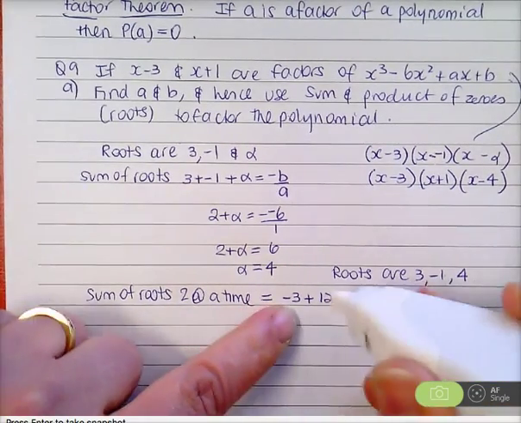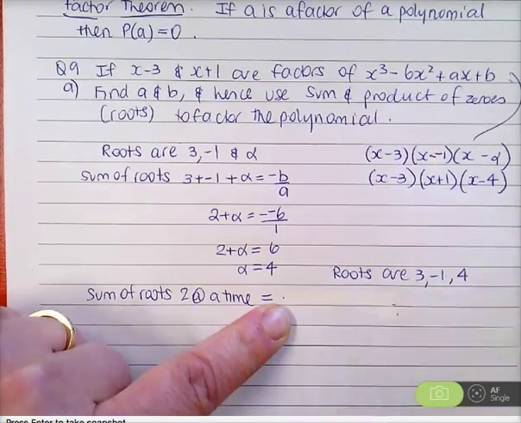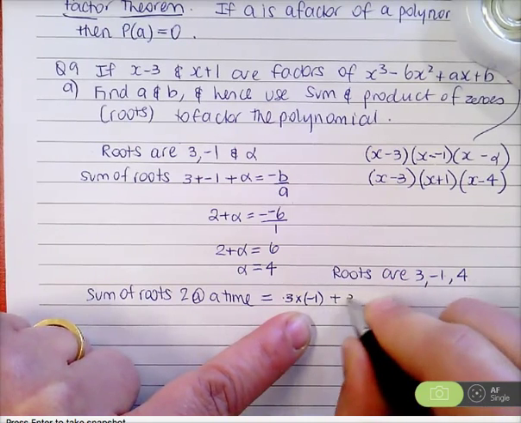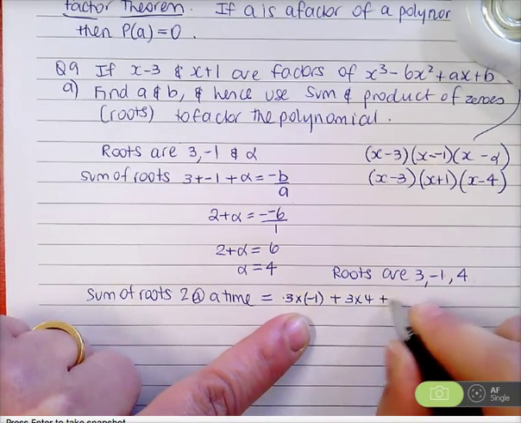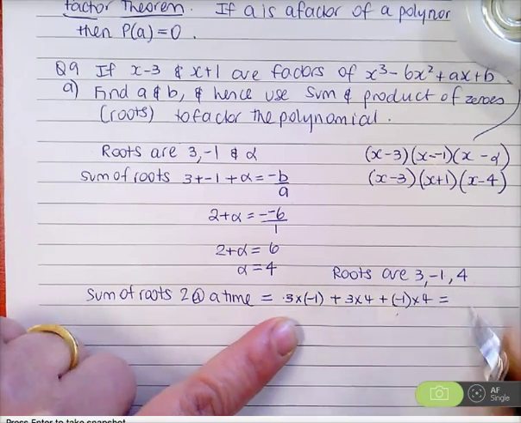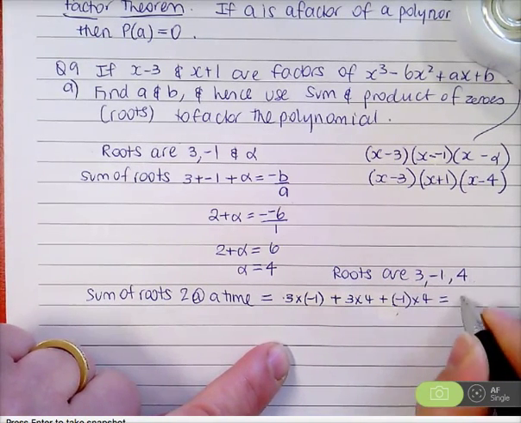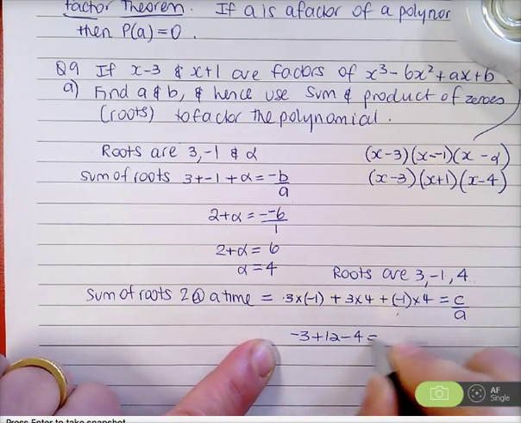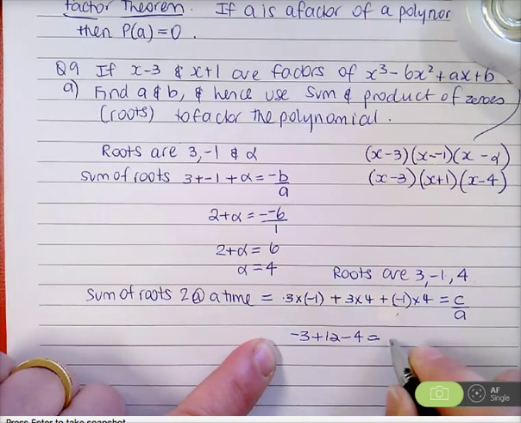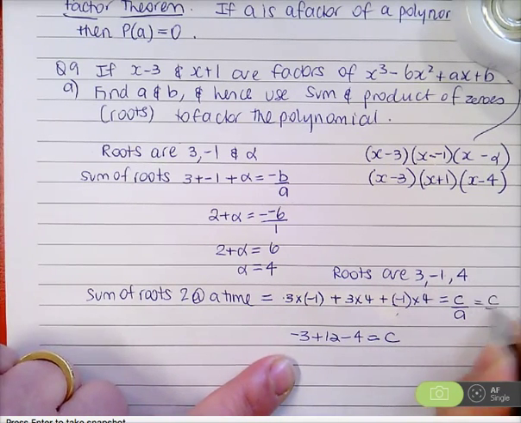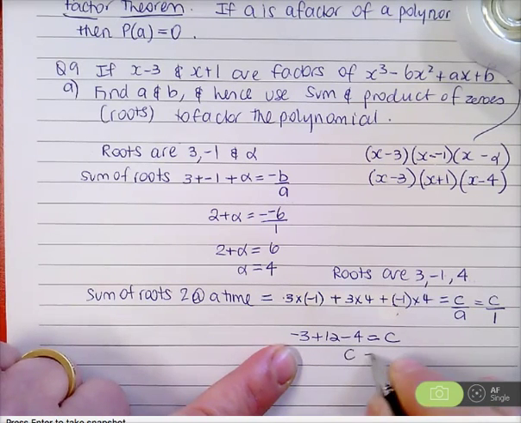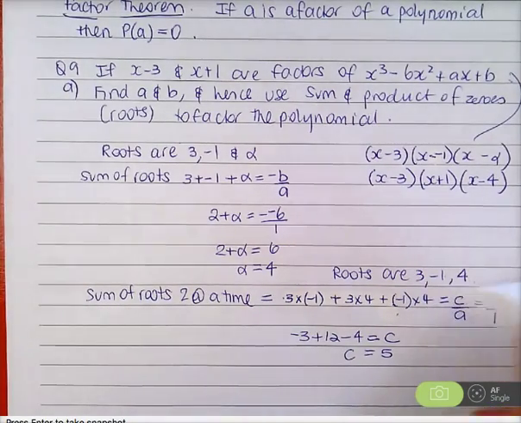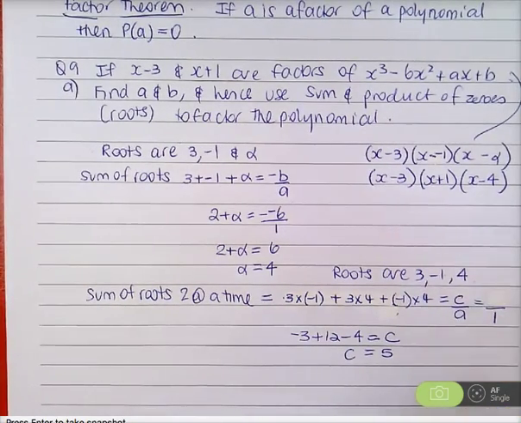Do you want me to show the working for that? Yes, please. All right. So we've got 3 times -1, that's the first one, plus 3 times 4, plus -1 times 4. Sum of roots 2 at a time is C on A. So what do we got? -3 plus 12 minus 4 is C on 1, which is C. Yeah, C is 5. Good. Whoa, whoa, whoa. C, I'm very sorry. What's C in your thing?